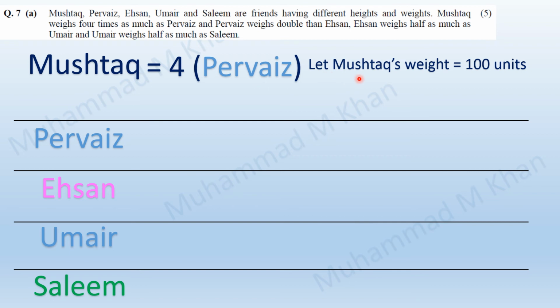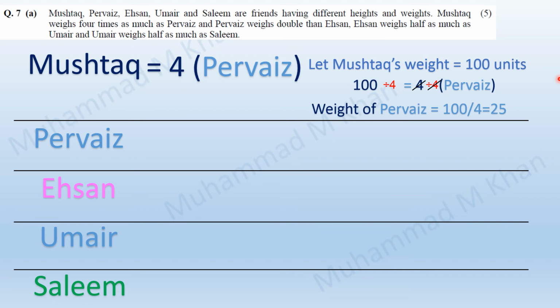Now let's assume that Mushtaq's weight is equal to 100 units. If the weight of Mushtaq is 100 units, then 100 will be equal to 4 multiplied by the weight of Parvez, substituting the weight of Mushtaq in this equation. Dividing both sides by 4, this 4 will be cancelled out, and the weight of Parvez will be 100 divided by 4, or 25 units.